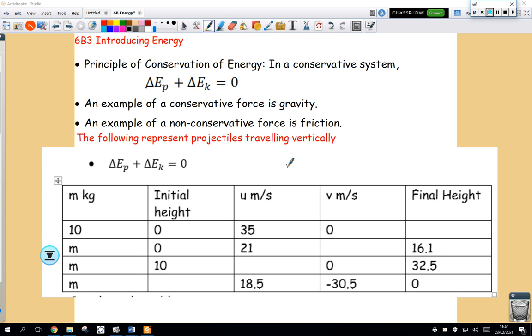Okay, I want to just have a look at a few reasonably straightforward problems on the principle of conservation of energy, which says in a conservative system, where conservative forces are involved and forces that don't remove energy from the system, that the total change in potential energy plus the total change in kinetic energy is zero. In other words, the total change in mechanical energy is zero.